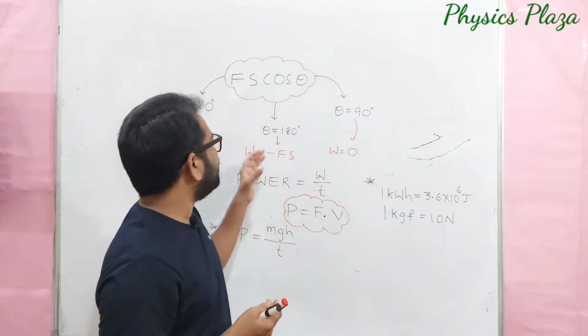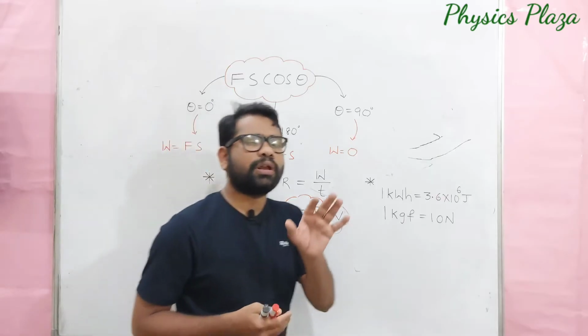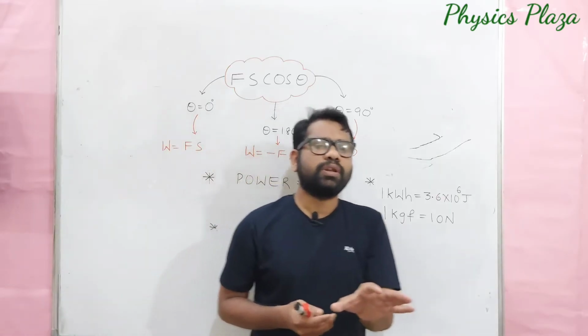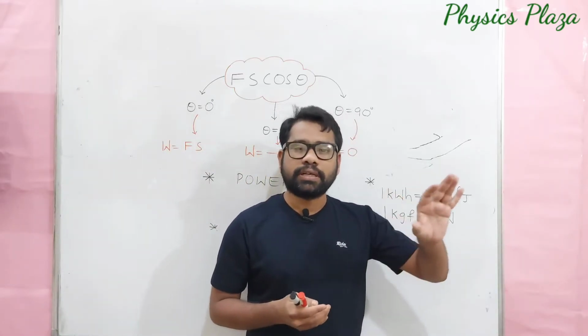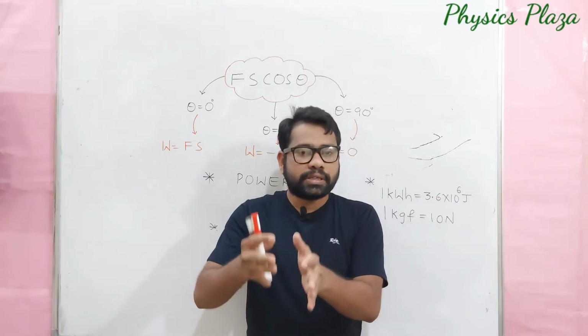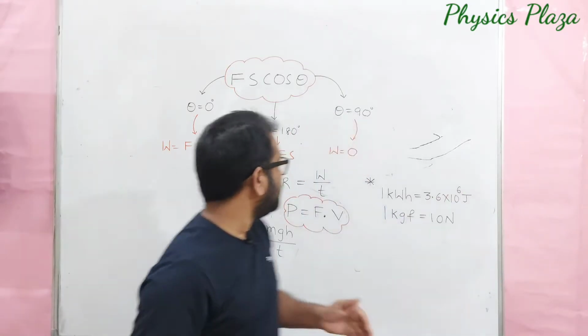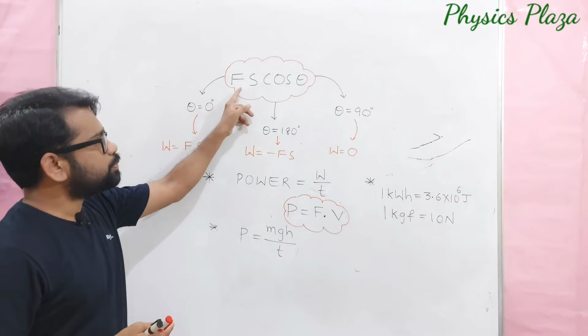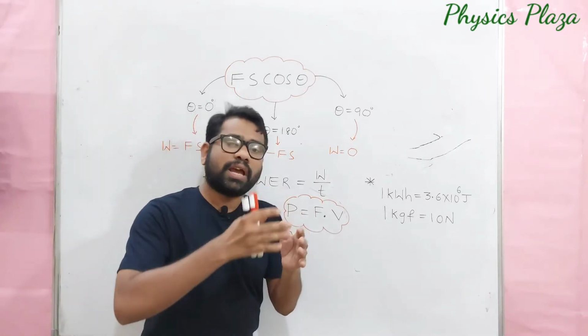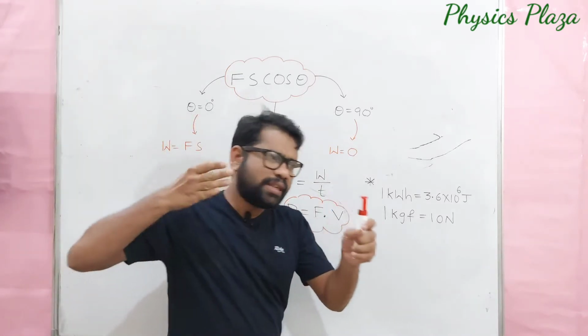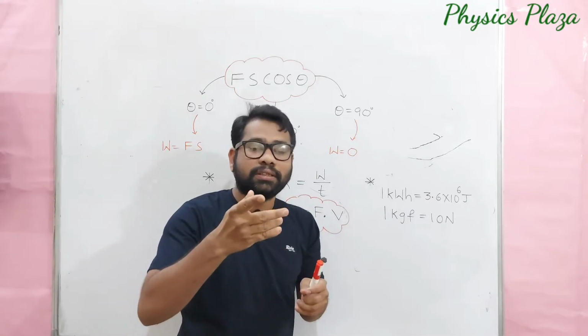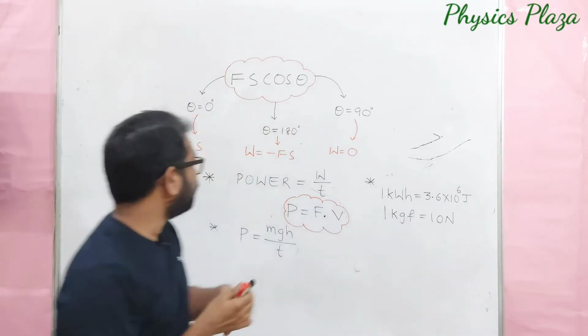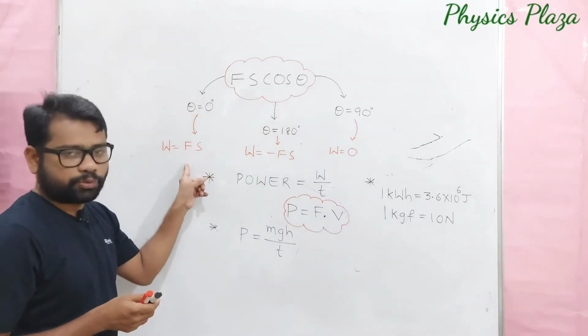One very important thing is that W = Fs cos θ. Based on that, we say when the work done is positive, when it is negative, and when it is zero. When force and displacement are in the same direction, I mean the body is displaced in the direction of applied force, then the angle will be zero. Then the work done will be positive.